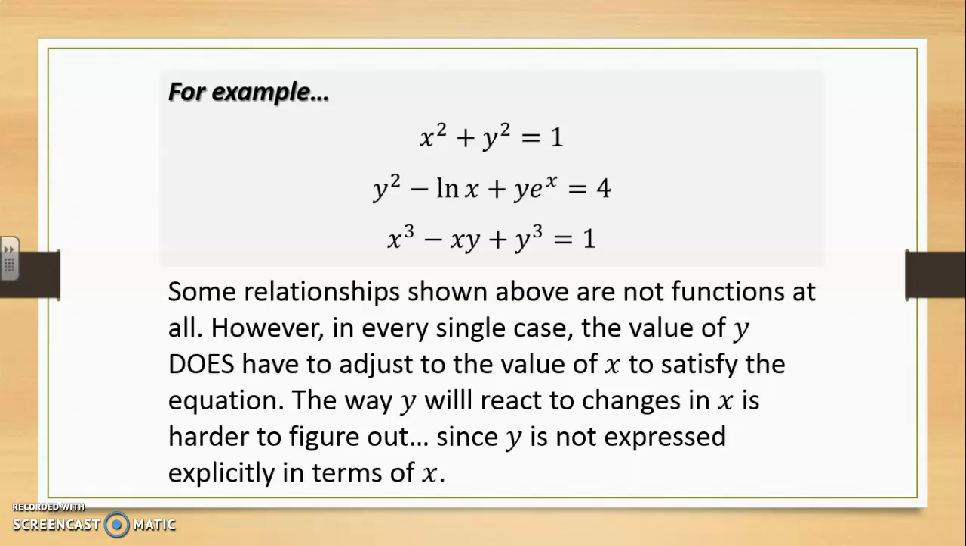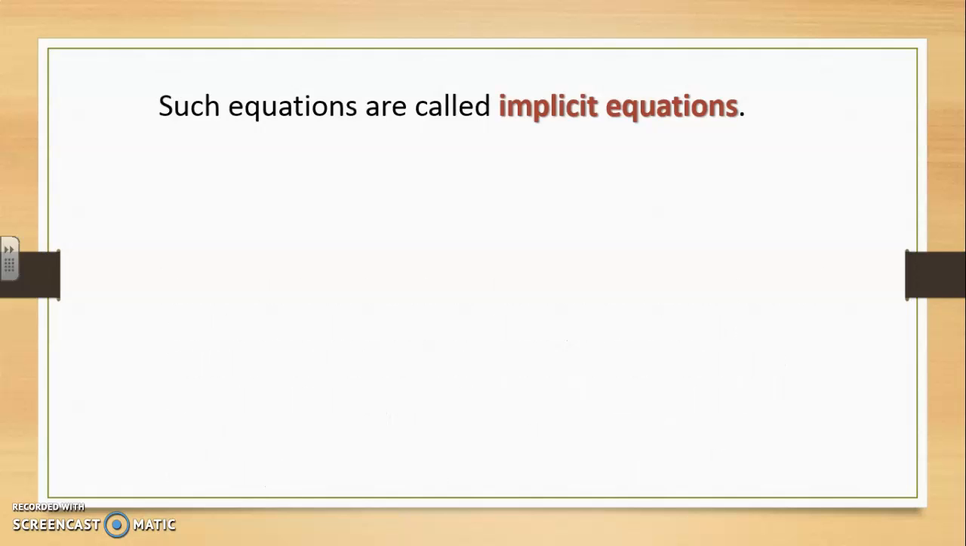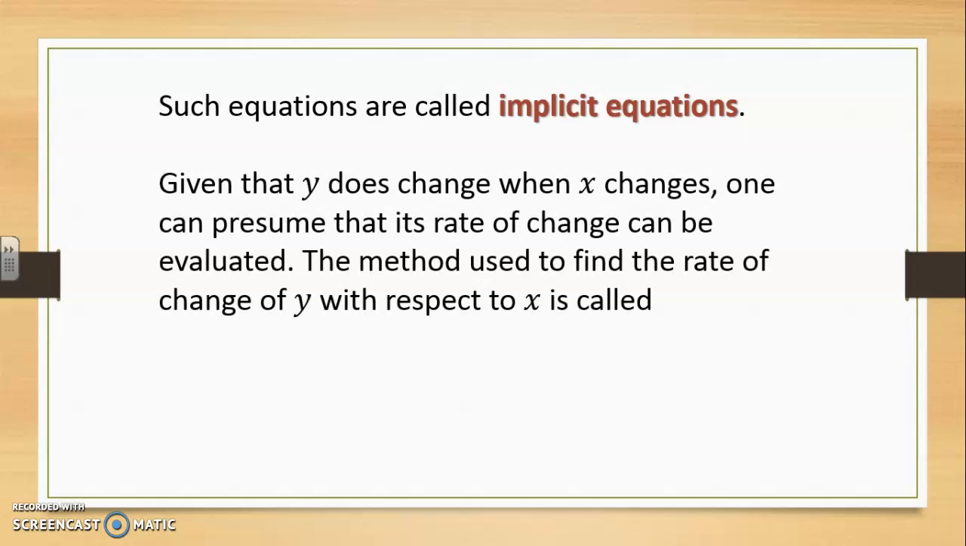However, in every single relationship that appears, the value of y does have to adjust to the value of x when this one is changed so that the equation is satisfied. The way in which y will react to changes in x is harder to figure out because it's not an explicit derivative we'll be doing. Y is not expressed explicitly in terms of x and therefore requires a special attention and method. The equations that we saw are called implicit equations.